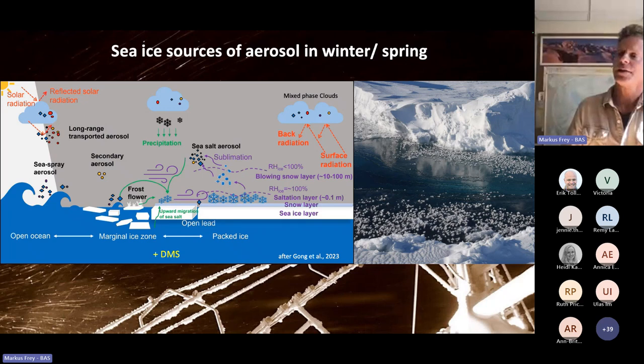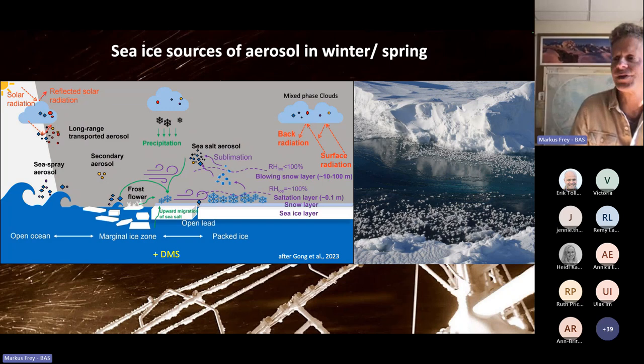Looking in a little bit closer detail at the sea ice surface, in winter and spring it's mostly polar night, but you have a range of surface types going from the open ocean, where you have sea spray aerosol formation, through the marginal sea ice zone, frost flowers, and then open leads in the fractured pack ice, and then snow-covered sea ice, where you have, in fact, salty snow going into the air and potentially releasing impurities.